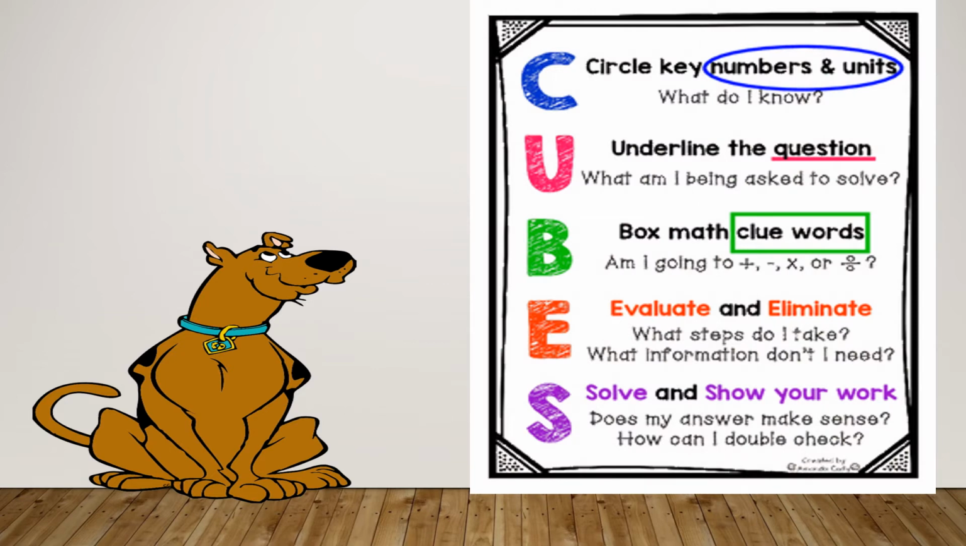Well, what advice do you have for us, Scooby-Doo, when we're solving subtraction word problems? Well, Scooby advises us to use CUBES. C tells us to circle any key numbers and units. U, underline the question. B, box any math clue words. E, evaluate and eliminate. Finally, S, solve and show your work.